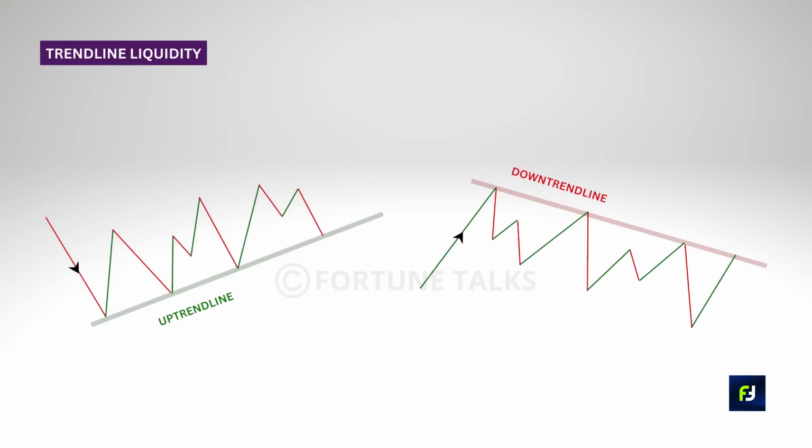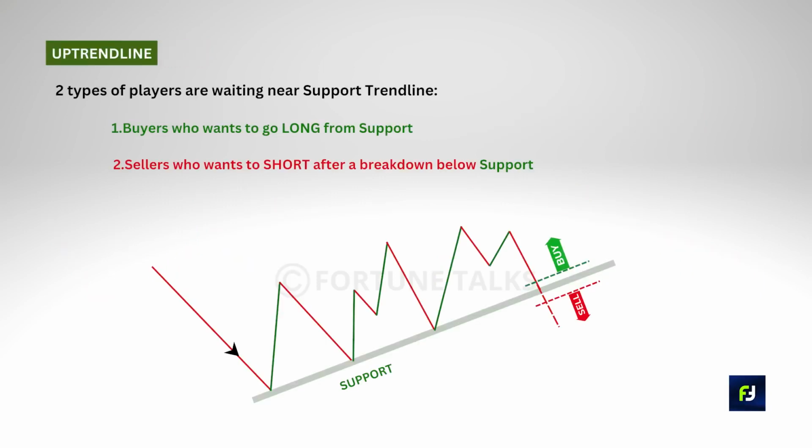Now, this concept is easy to understand if we compare it to support and resistance. So, consider the uptrend line as a support level for prices and downtrend line as a resistance level for prices. Now, it is easier to visualize the events better. So, let's start with an uptrend line. As I have mentioned, an uptrend line acts as a support for prices. So we can expect two types of participants waiting to take a position. There are buyers looking to go long from the support trend line. Then there are those short sellers searching for a breakdown below the support trend line.